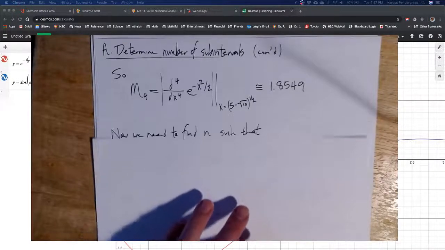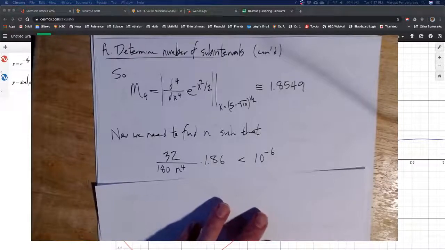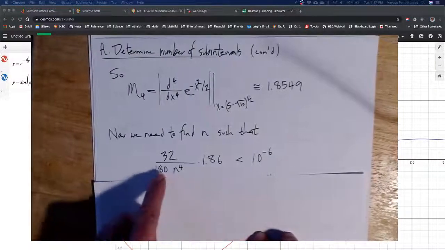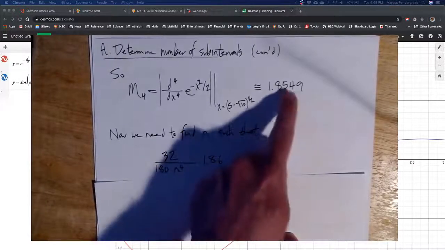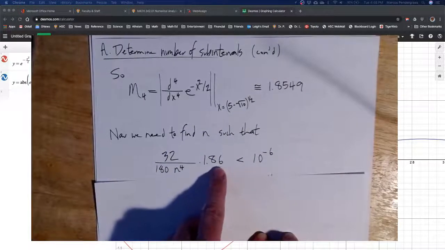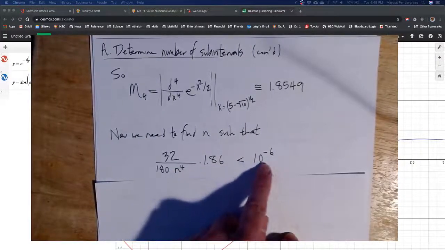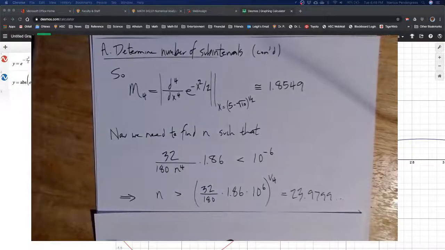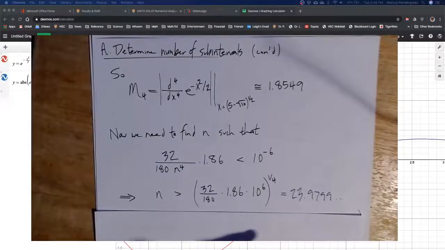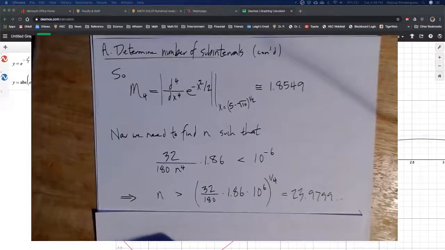Once I have the value for M4, I can then use that in my error estimate. So remember, this was my error estimate. That's my M4, and I just rounded it up to 1.86 to make the numerics a little bit simpler. And I want that error to be less than 10 to the minus 6. And so now you just solve that little inequality for n, and you get n is 23.9799.